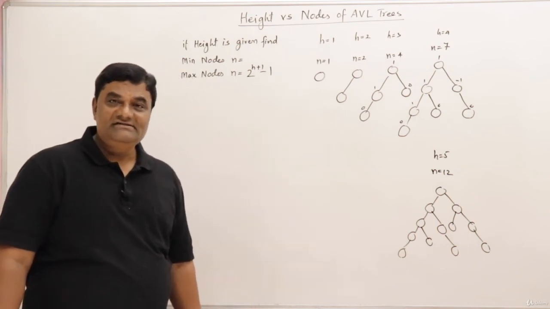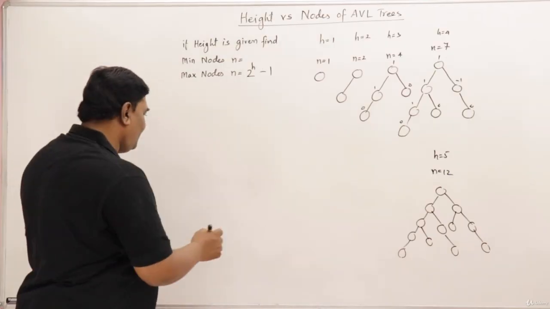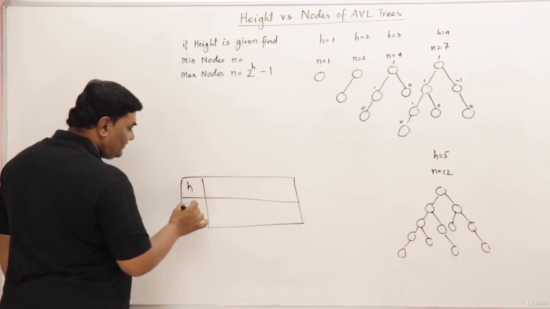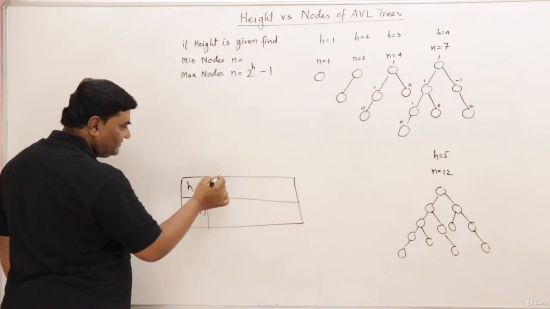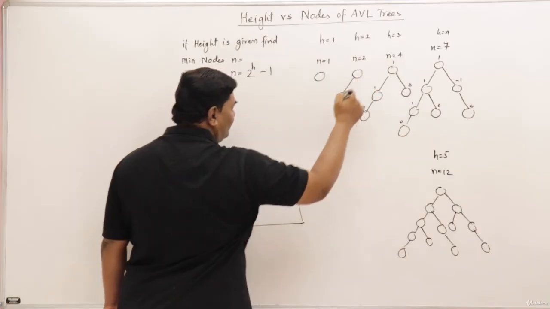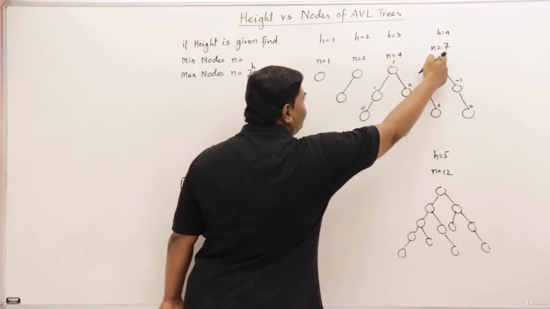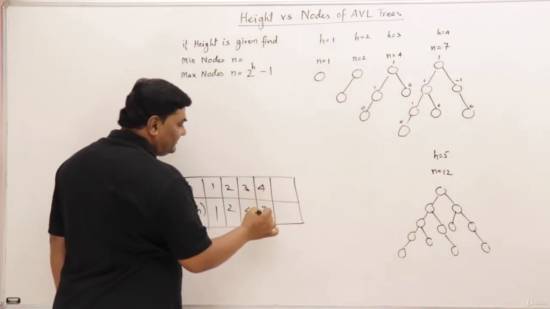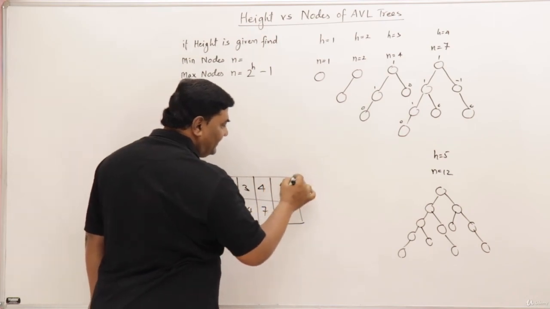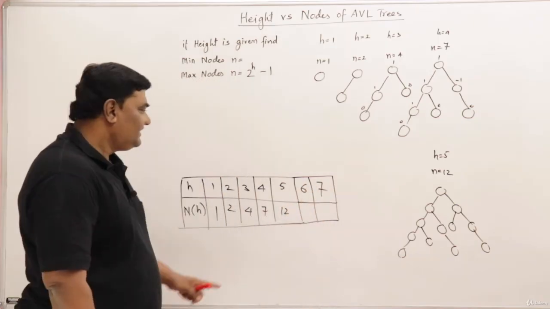Now we have enough examples for observation and to get the formula. Now I have some set of values. Let me prepare a table. If height is given, then how many nodes for a given height? Let us make it as a function. So if height is 1, 1 node; height 2, 2 nodes; height 3, 4 nodes; height 4, 7 nodes; height 5, 12 nodes. I'll extend it: 6 and 7. Tell me the answer for these.